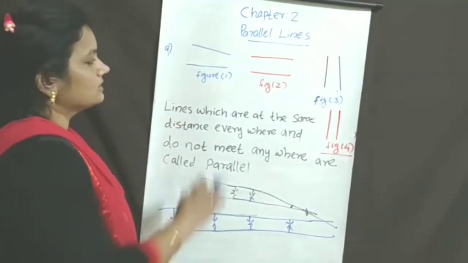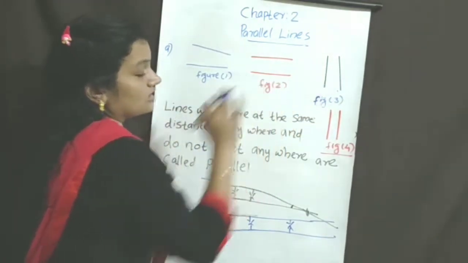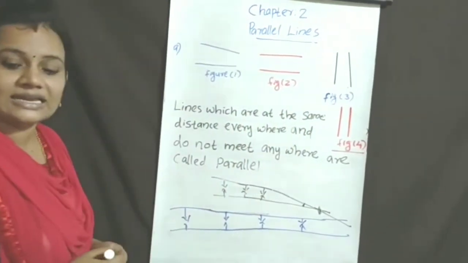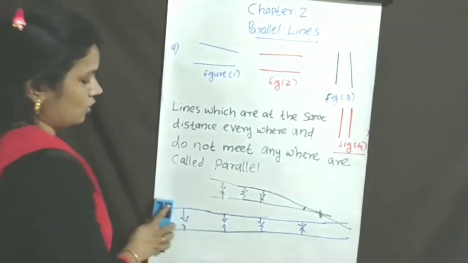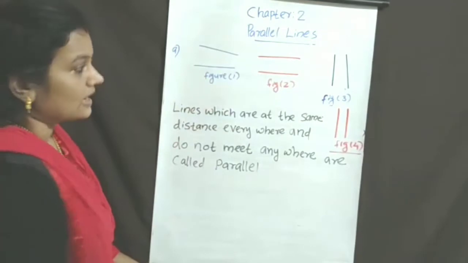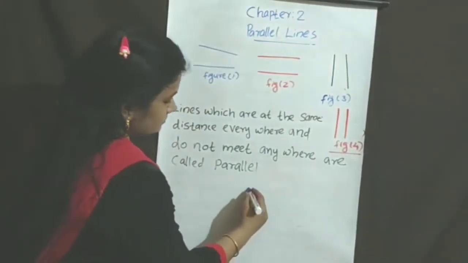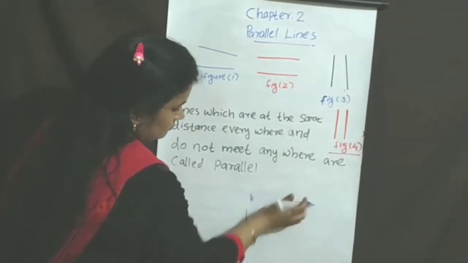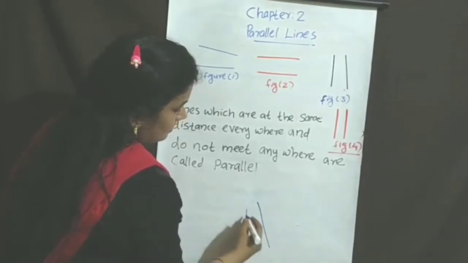Understood? Then first figure, second figure, what is the third figure? It also has slanting lines. You just imagine extending both sides. These are the two lines. We are extending them.